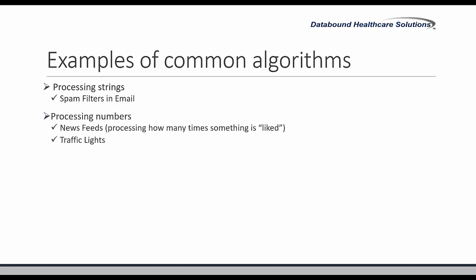Also processing numbers. So things like news feeds. So if you're on Facebook, Twitter, things like that, they actually use algorithms to figure out how many things were liked, how many times things were viewed, and they put those into your feed. We also use number processing for traffic lights. So how many cars are waiting at a light if it's a pressure sensor, or how many seconds have gone by before I need to change and flip over. And they repeat these hundreds and thousands of times a day. Cybersecurity is another place where algorithms are used heavily, and one of the most common is the RSA algorithm, which encrypts and decrypts information.